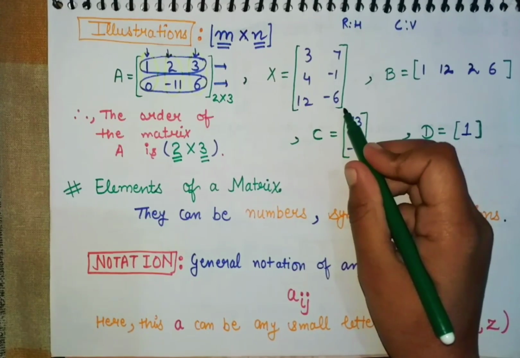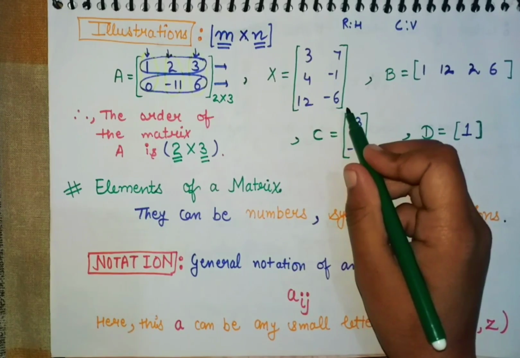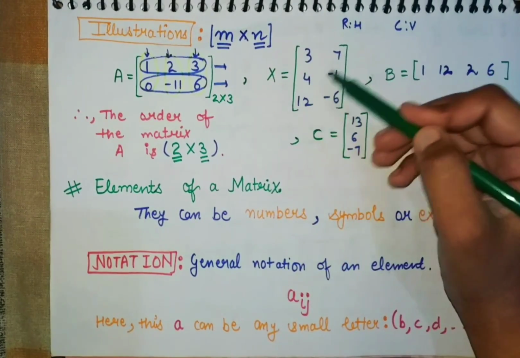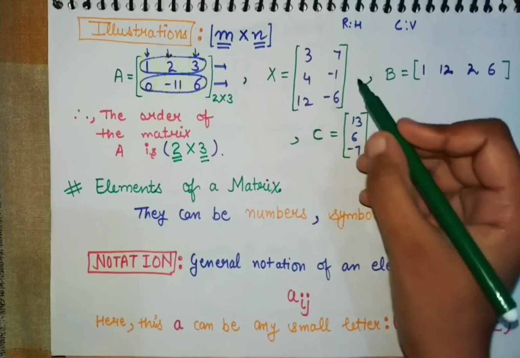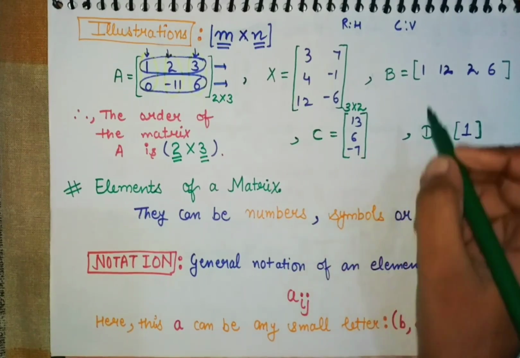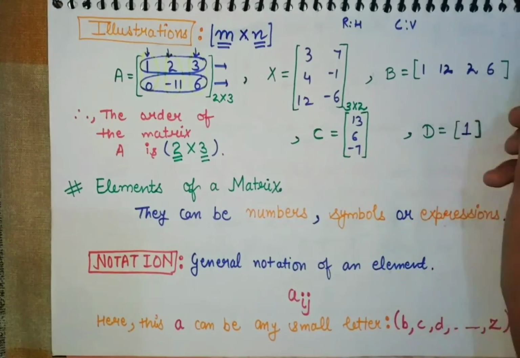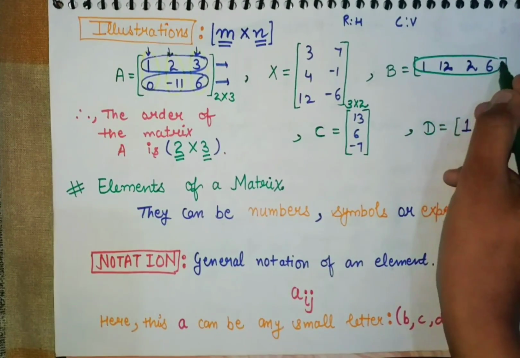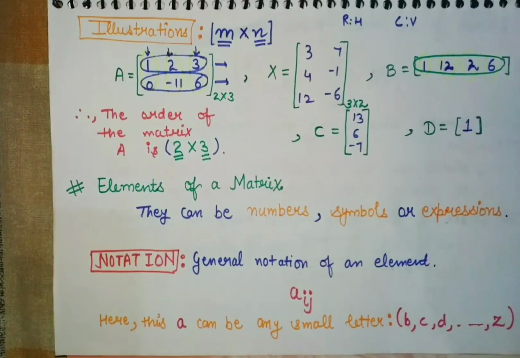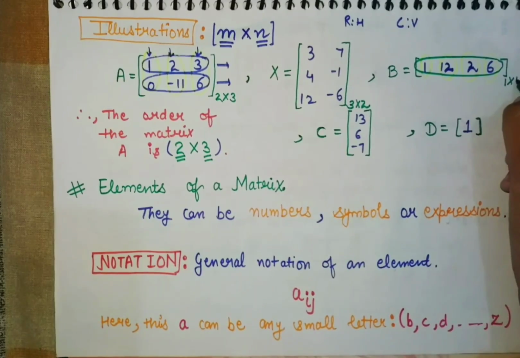Now just pause the video and think about the order of the matrix. Here we have 3 rows and 2 columns. Therefore, the order is 3 cross 2. Now let's look at the next matrix. Here we have 1 row and 4 columns. Therefore, the order of this matrix is 1 cross 4.